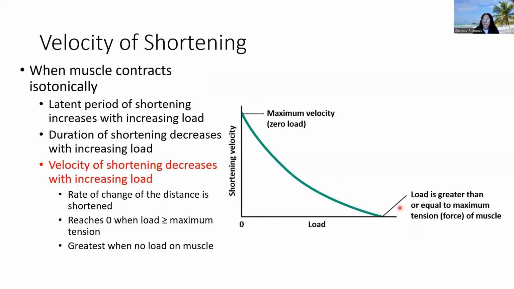And when the load is up here, so the load is at 0, the velocity is at the maximum. When the load is at its greatest, the velocity is at 0. That is to say that if there's a load that you cannot overcome, the velocity is 0 because there's no movement. All right. So when the load is 0, velocity is the highest. When the load is the highest, velocity is 0.